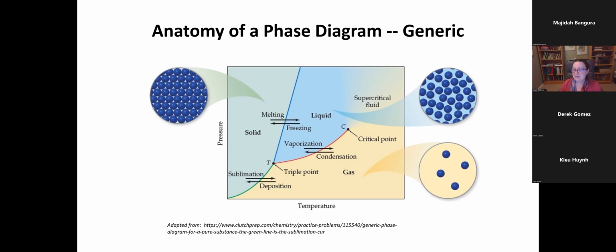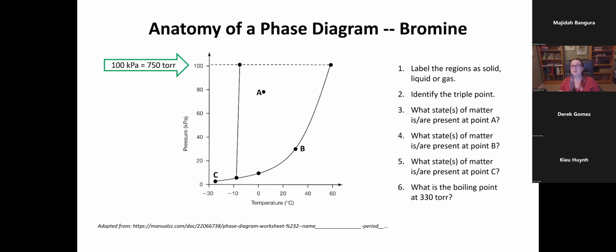Okay. All right. So again, you should be able to look at that graph and read it and understand what's going on. So let's practice doing that real quick. All right, so here's bromine. Here's its phase diagram. It's different. It's got a little different shape. It's got some different units and different scales on it. So can you label which regions are solid, liquid, or gas?